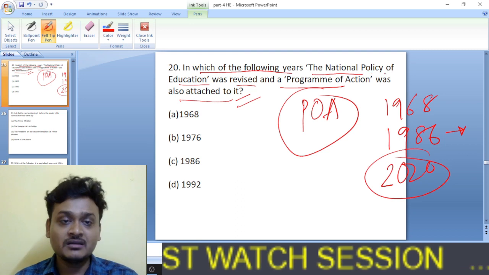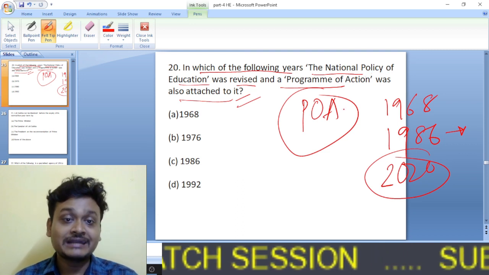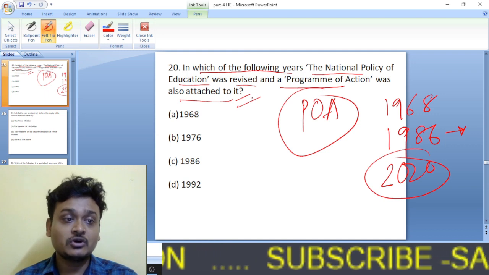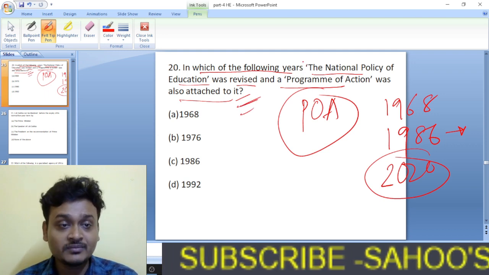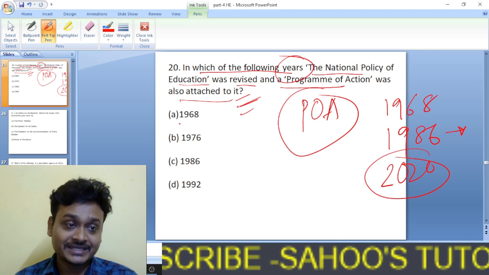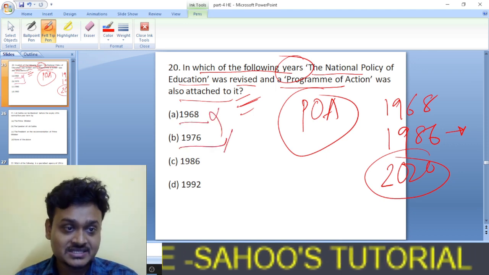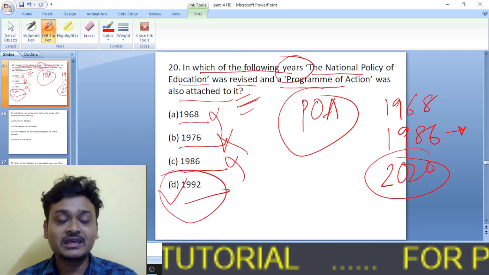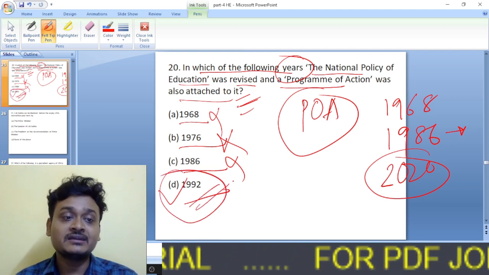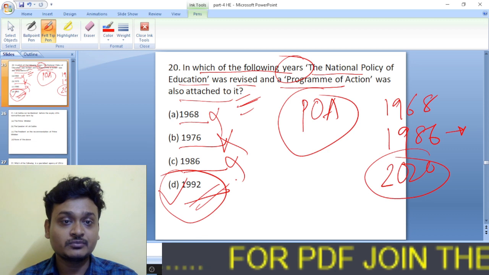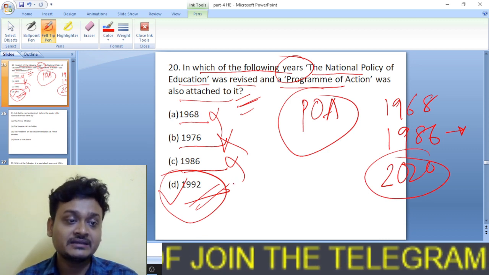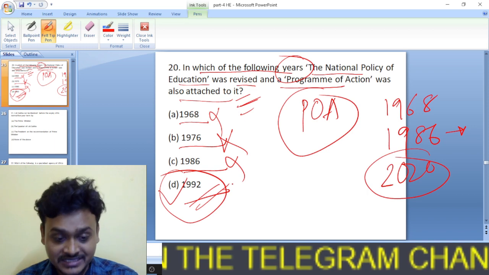So here the National Policy of Education of 1986 was revised, and a program of action was also attached to it. So in which of the following years? Was it 1968? No. 1976? No. 1986? No. 1992. So the program of action came in the year 1992, after the second education policy of 1986. So it was revised in the year 1992. So here D is the right option.